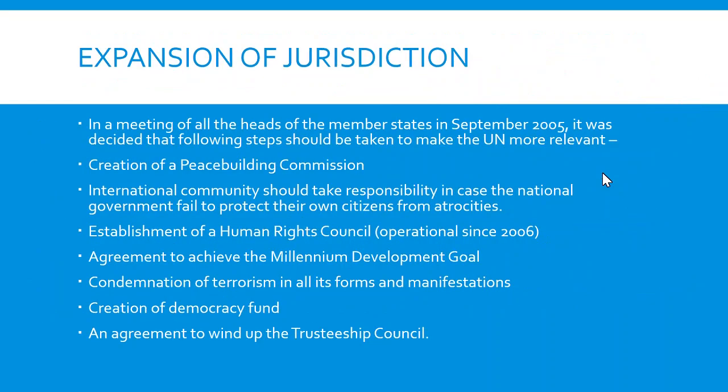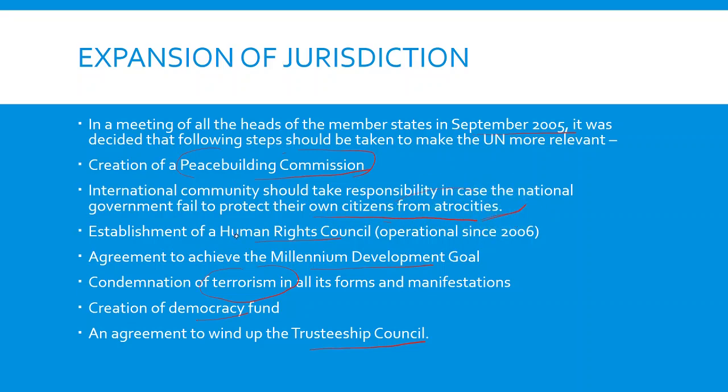Now, the expansion of jurisdiction. Many demands were made in September 2005. The creation of a peace building commission, the international community taking responsibility in case the national governments are failing to protect their own citizens from atrocities. Then establishment of a human rights council, agreement to achieve the millennium development goals, condemnation of terrorism in all its forms, creation of a democracy fund, agreement to wind up the trusteeship council. This is already done. The last one is already done. Now this is regarding the expansion of the jurisdiction. Again, the problems are regarding what the peace building commission will do, because the UN just can't intervene in each and every issue that is related with peace in the world. It doesn't have the capability of doing so much. Then how much the countries can intervene in this matter also.